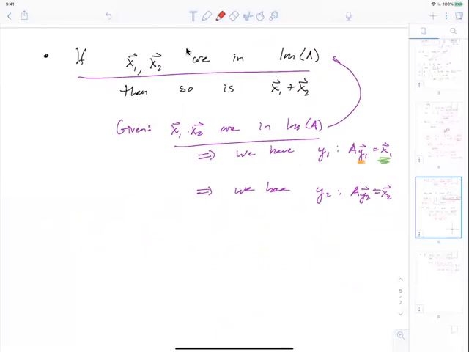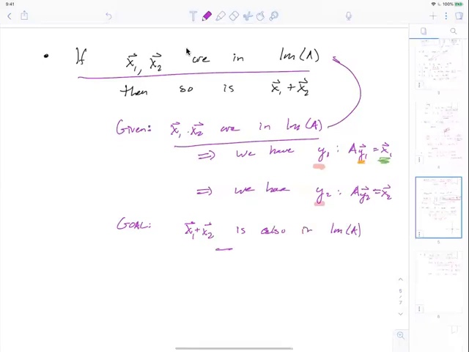If you want to think of this in terms of inputs and outputs, if we know X1 and X2 are both possible outputs of the matrix transformation A, then we know that each of those has a corresponding input. And that corresponding input is Y1 and Y2. All right, and the goal in this case is we want to show that X1 plus X2 is also in the image.